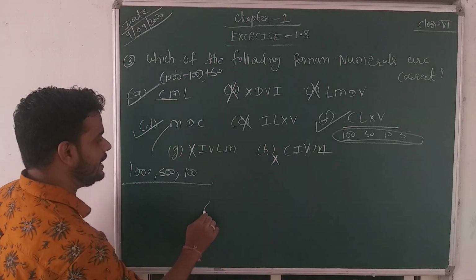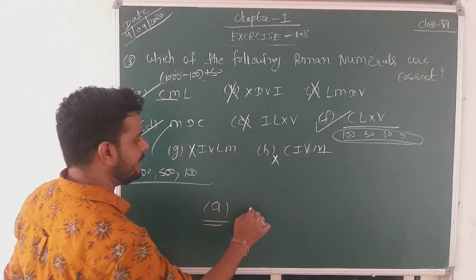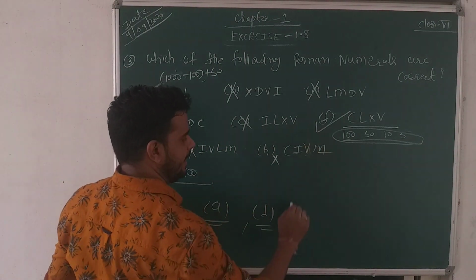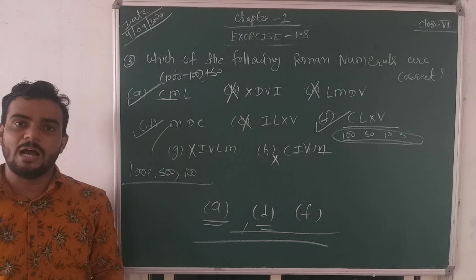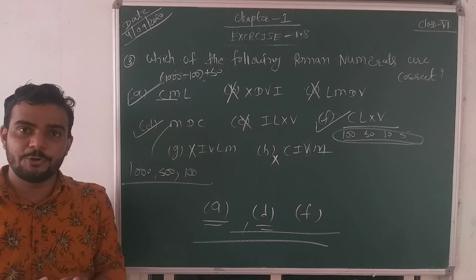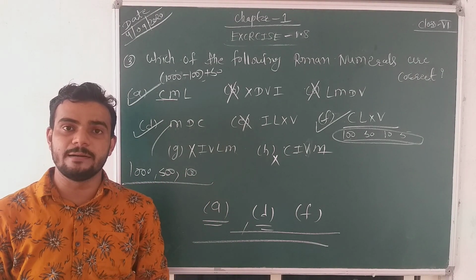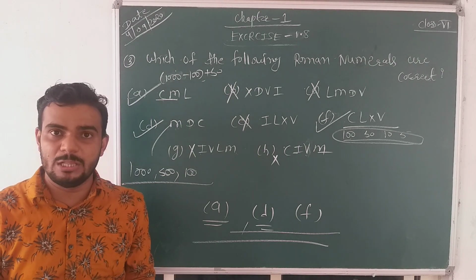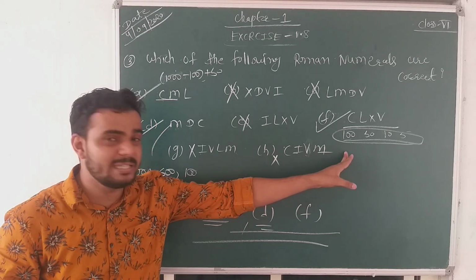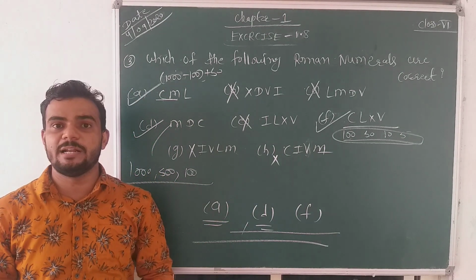So the Roman numbers are only A, D and F. These three are the only Roman numbers. Okay, so how to find out whether it is a Roman number or not? Just see the numbers. If the numbers are given in descending order, meaning bigger to smaller, then it is possible that it is a Roman number. But if the biggest number is given at the last, then it is not possible to be a Roman number. So take a screenshot and write it in a notebook.